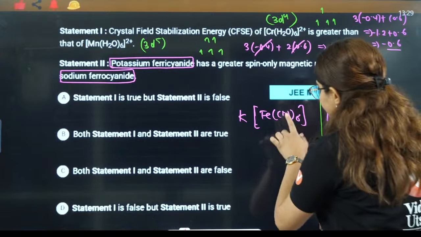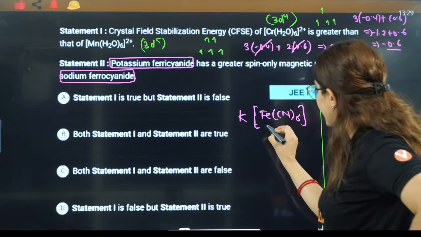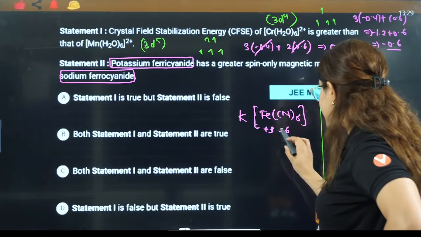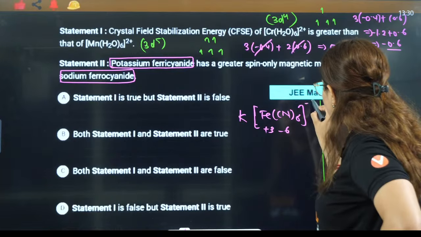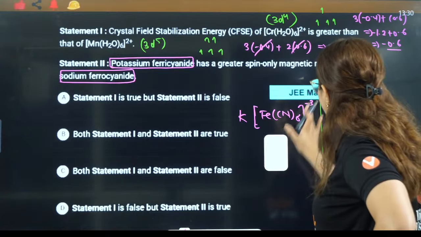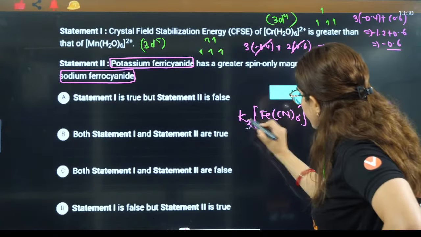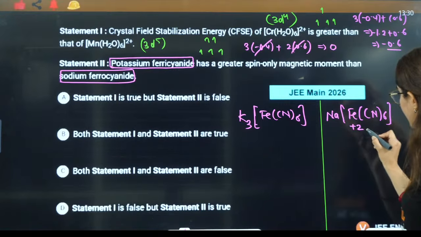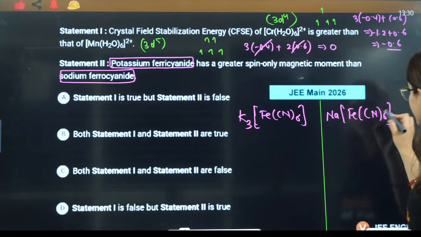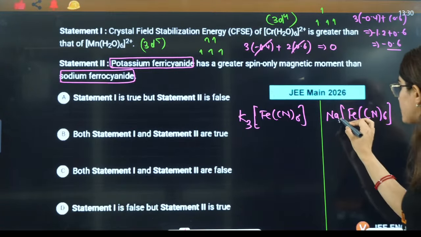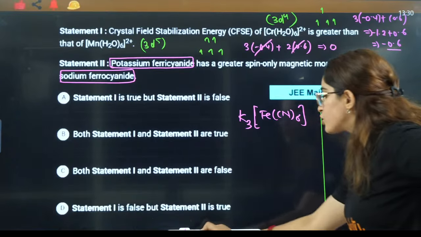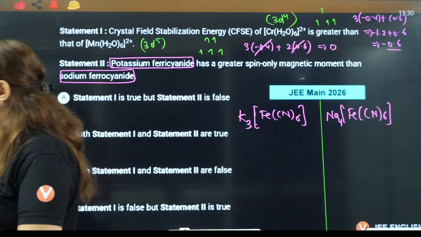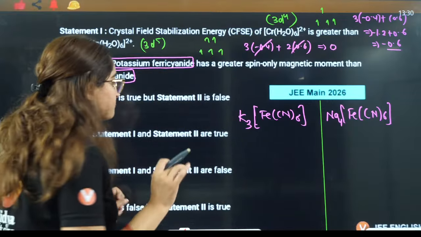See, if I am talking about ferricyanide, that means this is +3 and this is already -6, so overall -3. If I am saying ferrocyanide, that means this is +2, and +2 minus 6 is -4. So it depends upon whether you have ferricyanide or ferrocyanide, you are going to give the charge here.